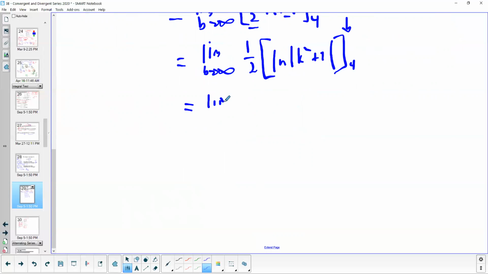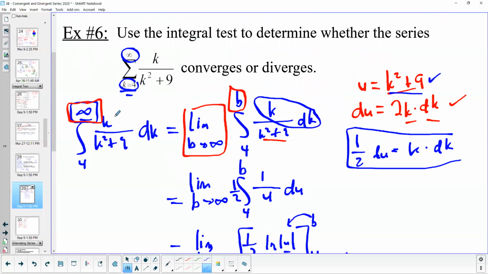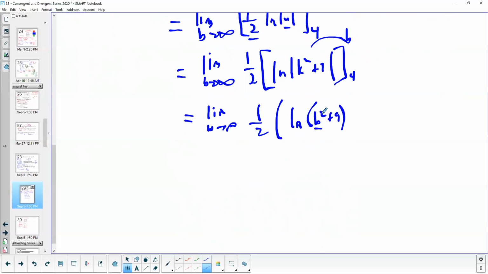So we have the limit as b approaches infinity of 1/2. And when I plug in b into this parentheses, I get the natural log of b squared plus 9. I'm going to write this using parentheses as opposed to absolute value, because based on our integral and our series, we're dealing with positive values from 4 to infinity. If I take a positive value and square it, and then add 9, it's not going to give me any negative values. So if you still want to keep the absolute value in there, that's fine. It doesn't really have an effect. So the natural log of b squared plus 9 minus the natural log of 4 plugged in. So 4 squared is 16 plus 9 is 25.